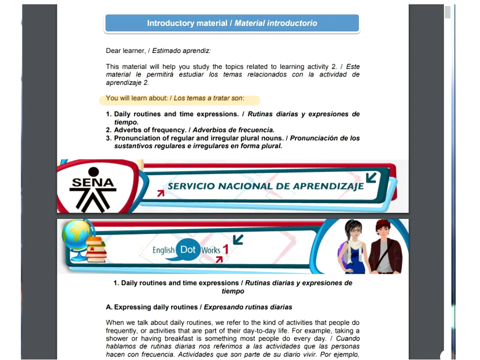You will learn about this: daily routines and time expressions, adverbs of frequency, and the pronunciation of regular and irregular plural nouns. Number 1, number 2, and number 3. Let's go to number 1. Daily routines and time expressions.